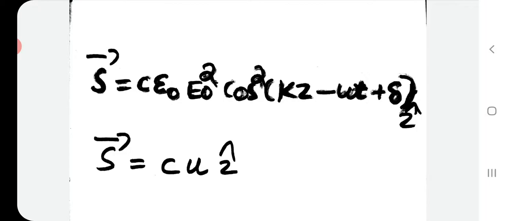There, epsilon 0 E0 square cos square(kz minus omega t plus delta) is the u, the energy density, the energy stored per unit volume in the electromagnetic wave. So we get a simple expression for the Poynting vector, the energy flowing per unit area per unit time, that is given by c u in the z direction. The Poynting vector is pointing in the z direction. So we get a simple relation for the Poynting vector.